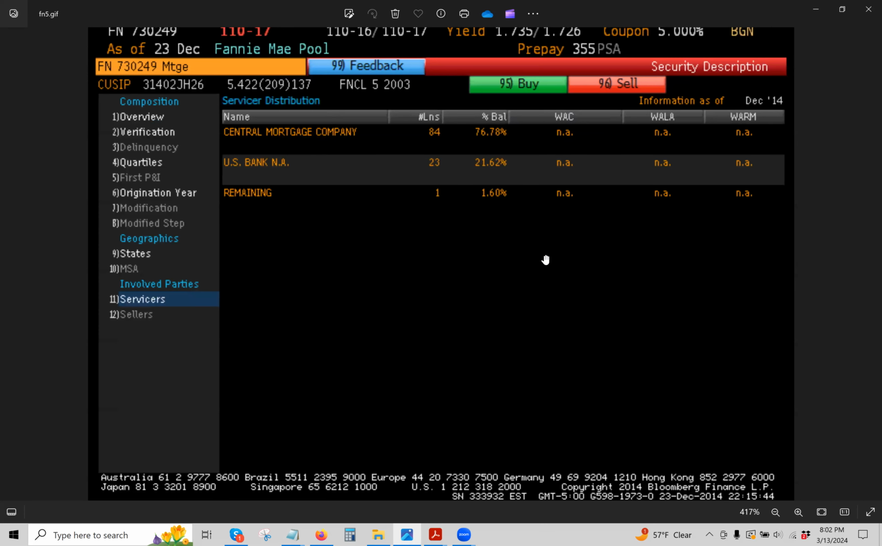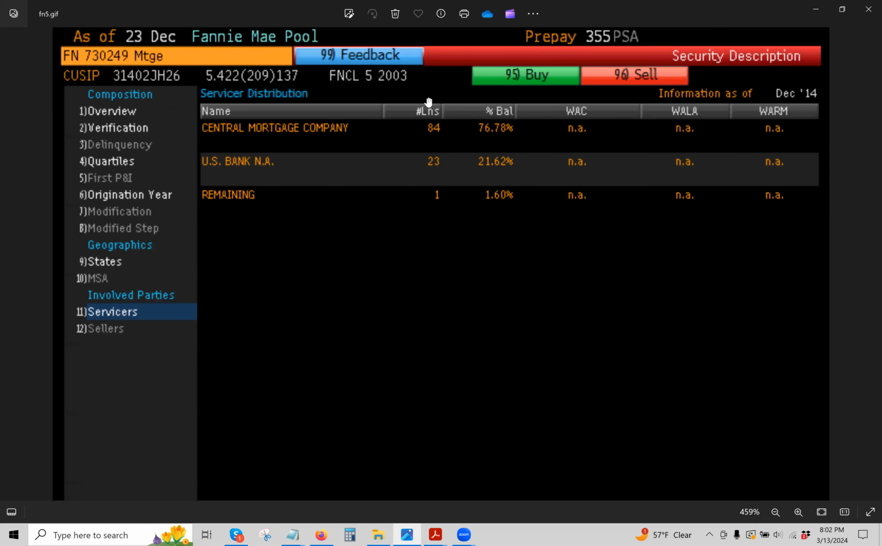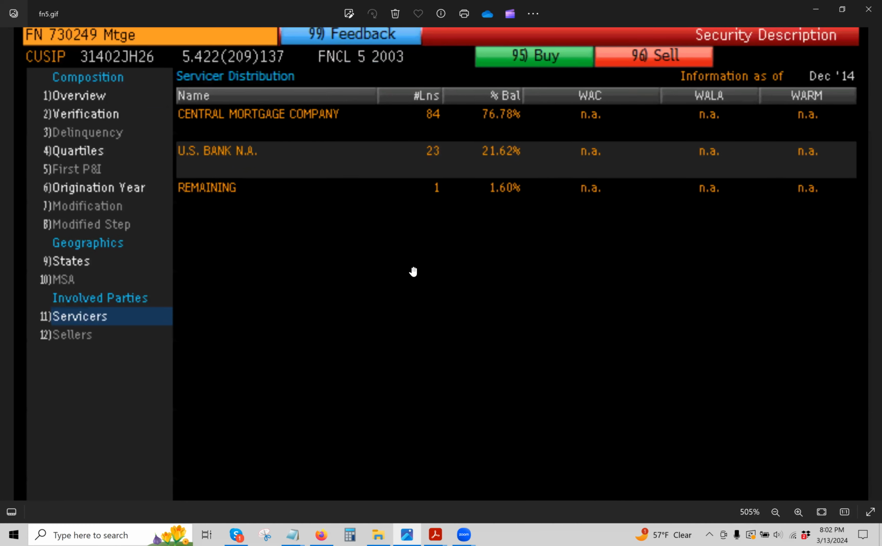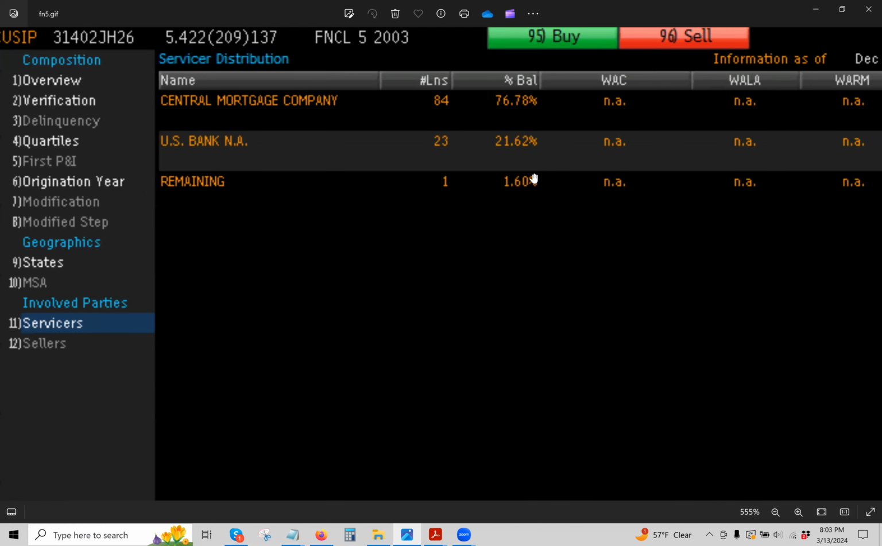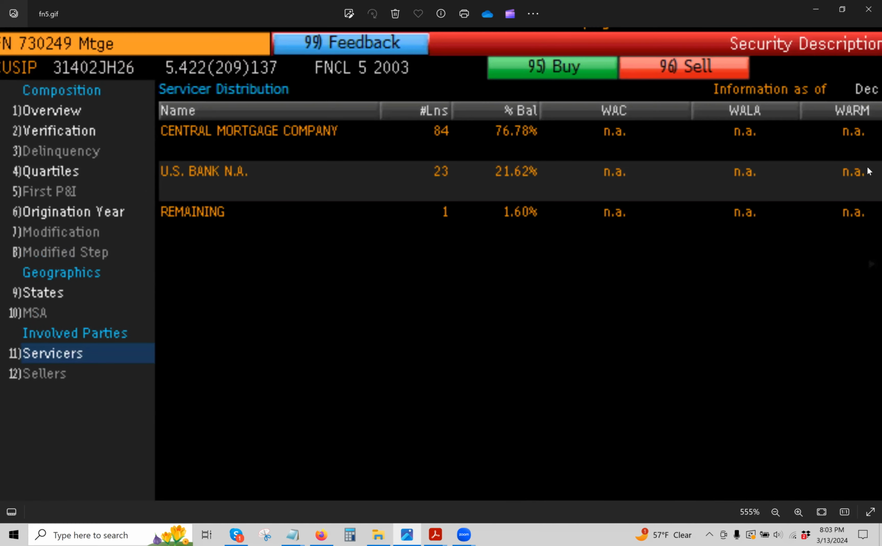Okay, and this is giving you the servicing distribution. As you see, these different banks here, you can just read which banks they are right here, and it gives you the balance percentages, and even tells you how many loans are being serviced by each particular company. And this is interesting because this one here has a remaining one loan, and for that remaining one loan, the servicer is not mentioned. That's interesting. So that's something that can be further researched.